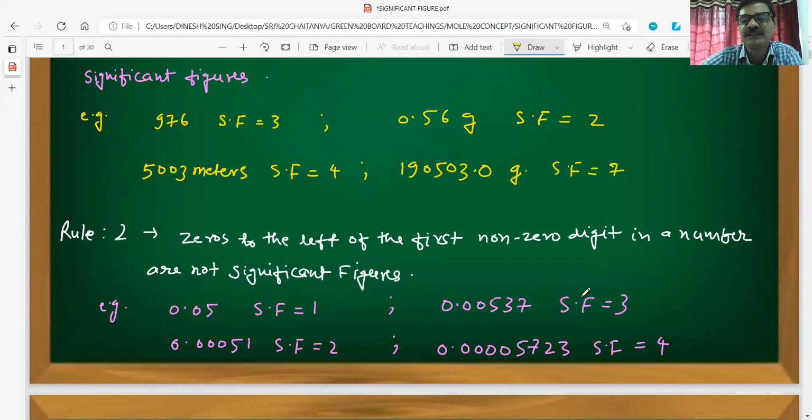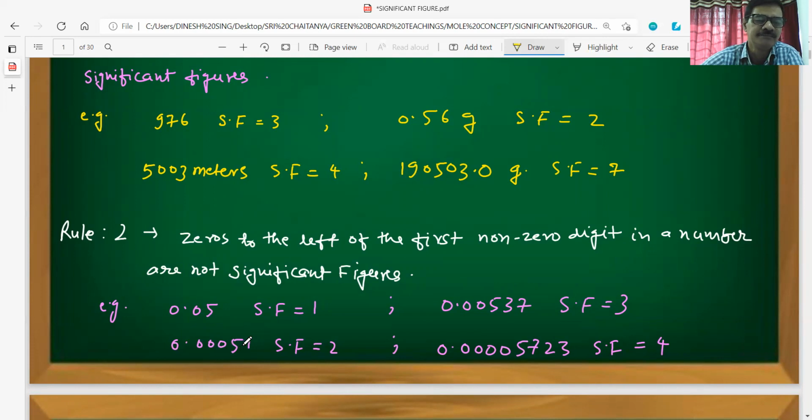Similarly, if we consider this number 0.00537, 3 zeros are there on the left hand side of the non-zero digit, that is 5. So all these 3 zeros will not be considered as significant figures. So how many significant figures are there? That is 5, 3 and 7. All these 3 digits are considered as significant figures. So total value is 3.